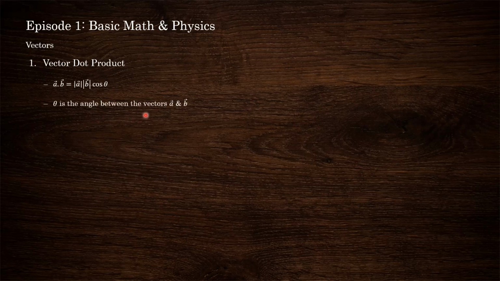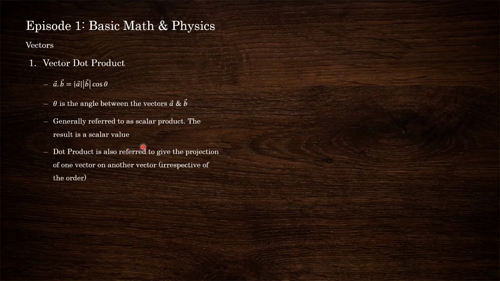Theta is the angle between the vectors, and this is generally referred to as the scalar product. It results in a scalar value. It doesn't result in any vector. You see that we've taken a magnitude and a magnitude here, and the cos of an angle is going to be somewhere between minus 1 and plus 1. So that's what it's actually going to be.